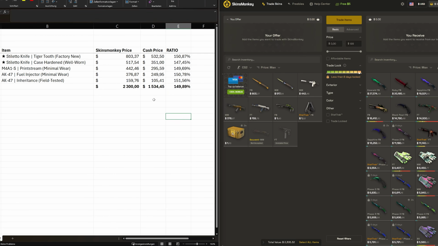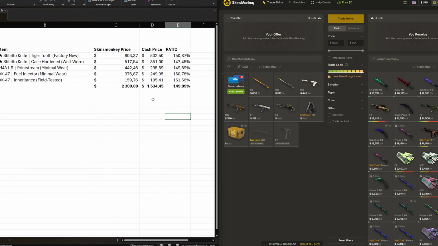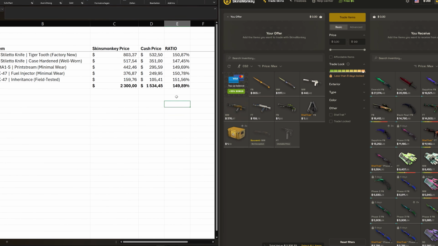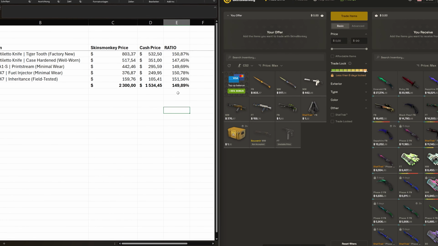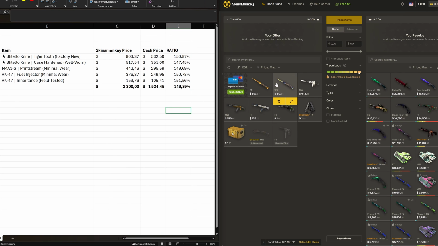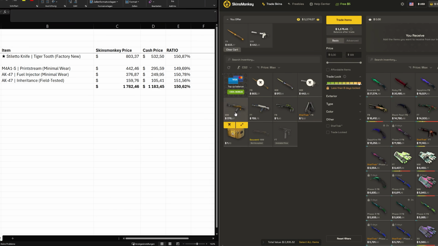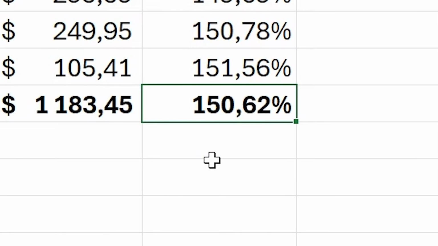for those items. I don't know if SKINSMONKEY changed something because prices are increasing so much, or yeah, we are just lucky here. Actually, I see that the Stiletto is a little bit out of that equation, so I would just remove that. So we get our average deposit. We would just deposit these items for this amount, and on average we get 150%, which is really good.